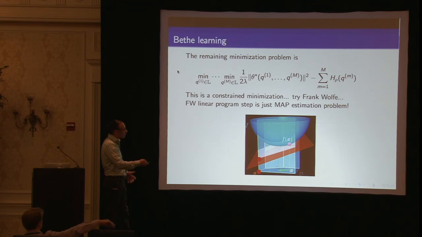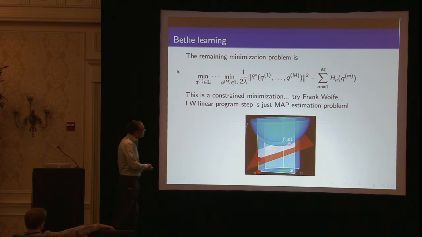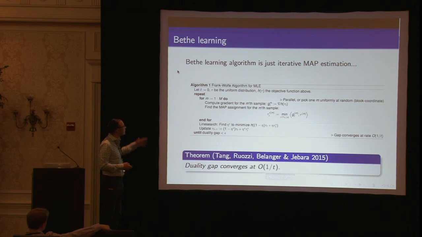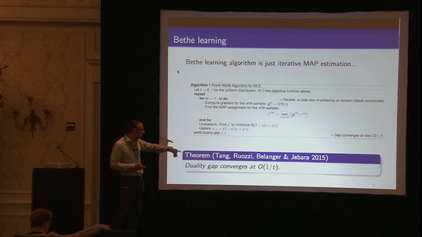So we do Frank-Wolfe. And what's really beautiful is each step of Frank-Wolfe is just MAP estimation, the very first problem I was talking about. And very often, that MAP estimation problem is much easier than marginal inference. So by doing iterative MAP, we can do learning instead of doing iterative marginal inference. And it's much faster. So we've tried this. This is the algorithm that I just described. It's guaranteed to converge at order 1 over t.